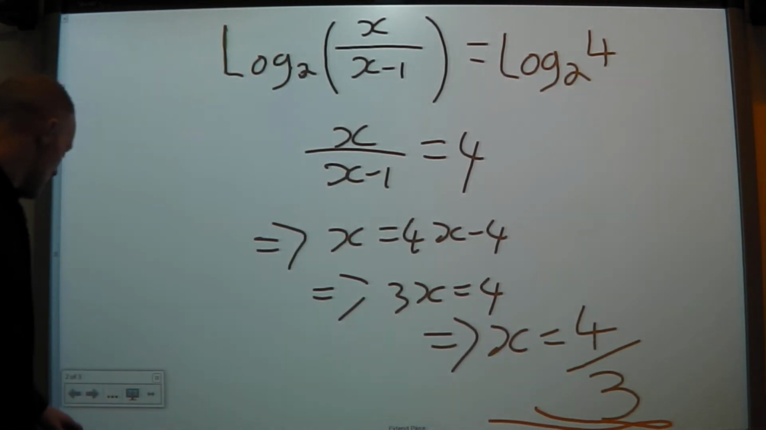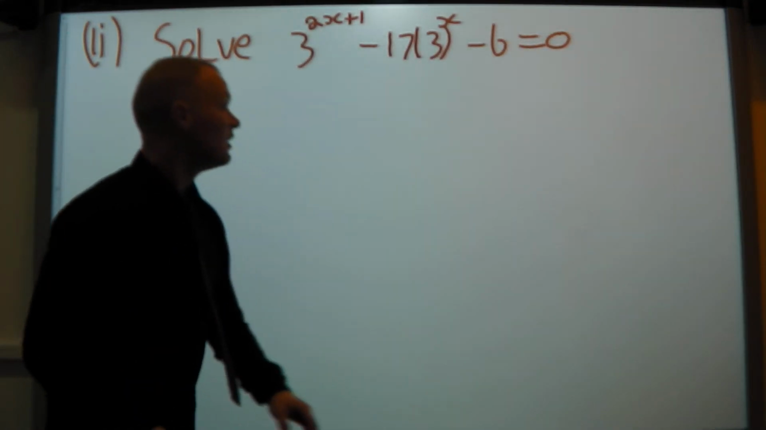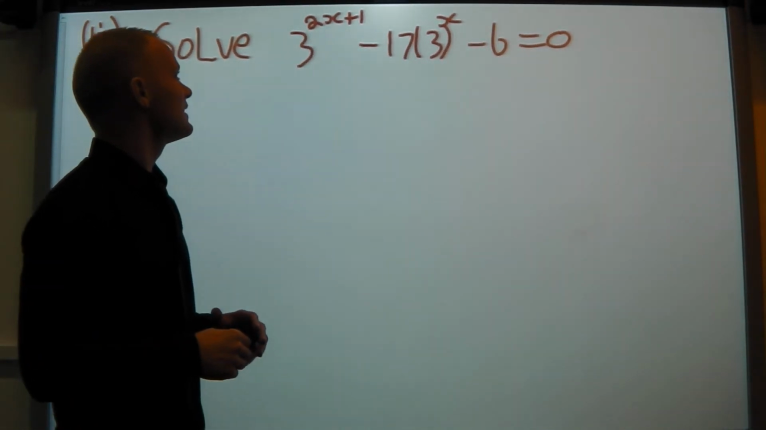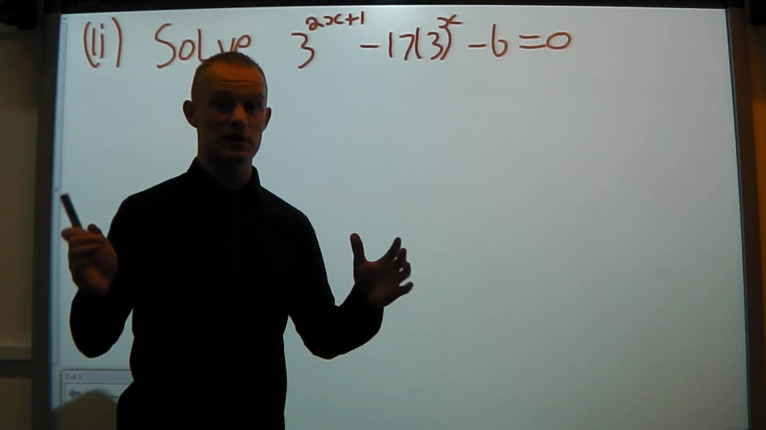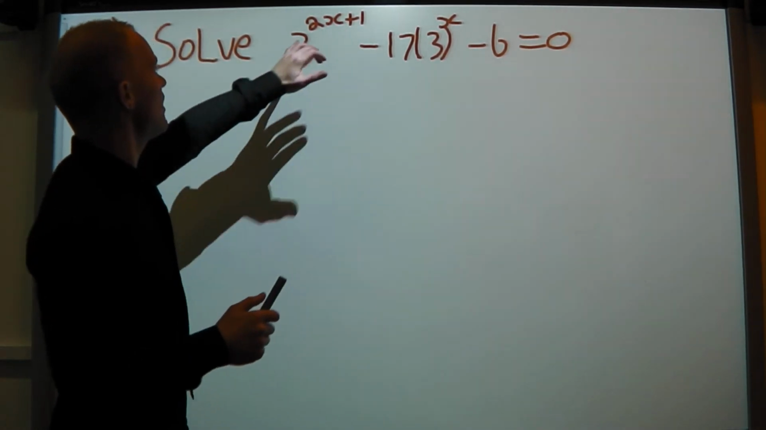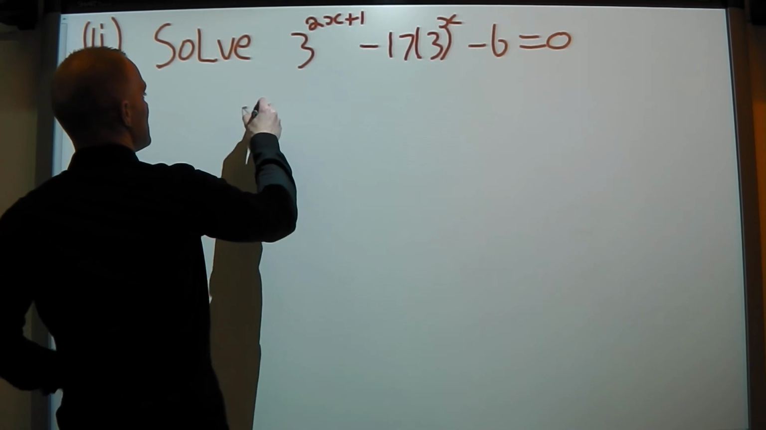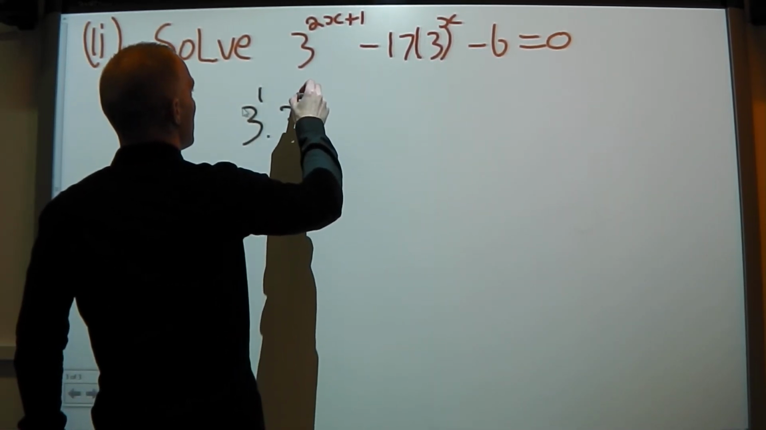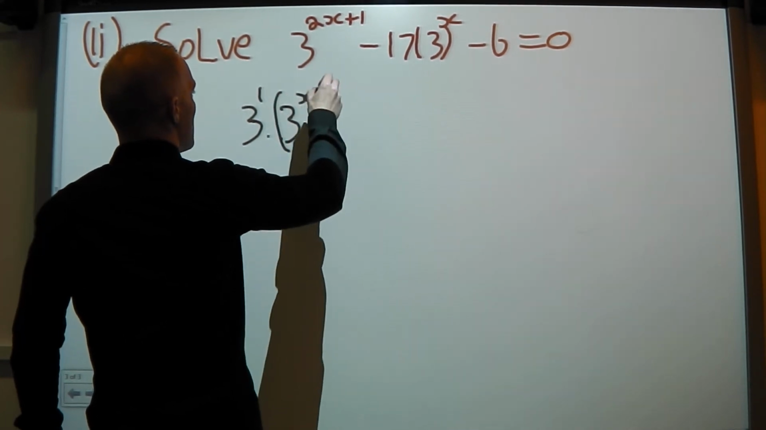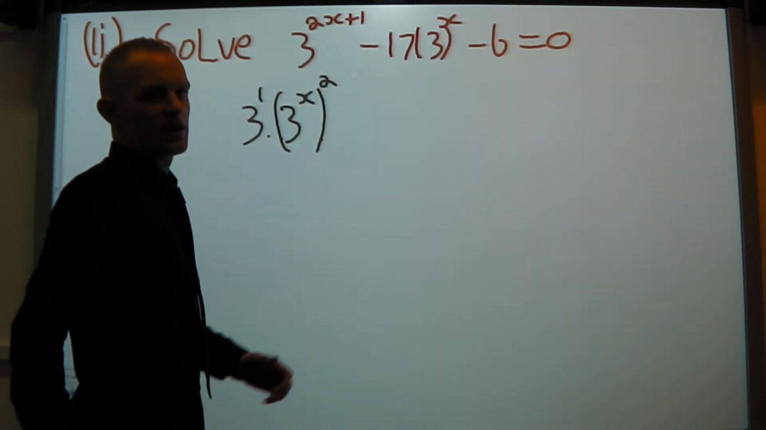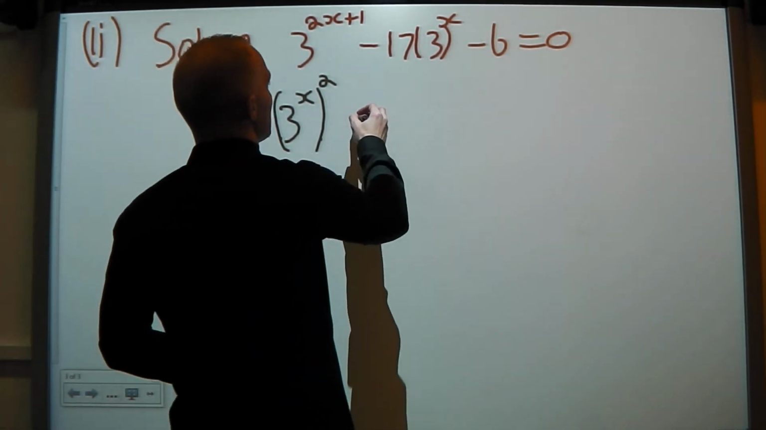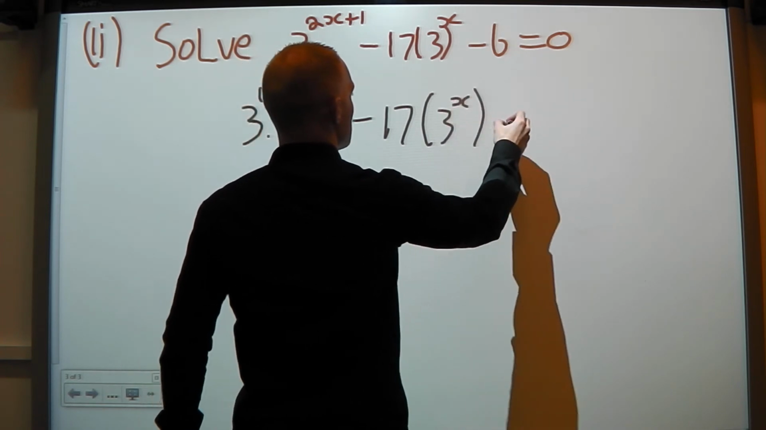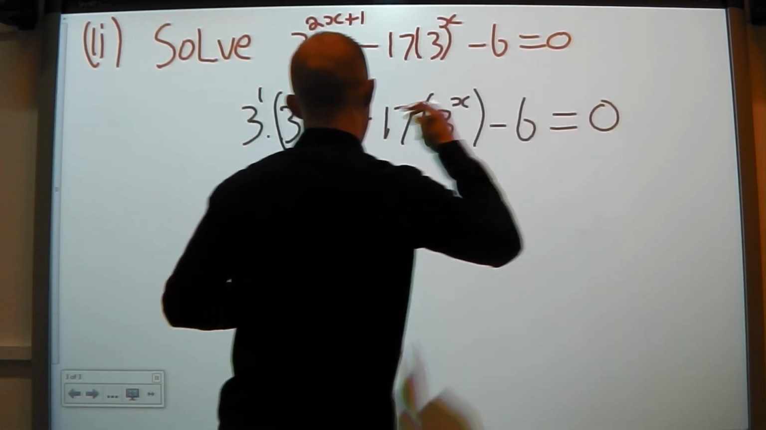Now, on to the next question here. It could be done in logs, like the whole lot, but if you know your law of indices, like I was saying earlier, that's why I did it at the very start, you can spot that 3 to the power of 2x, we can just change this, that is equal to 3 to the power of 1 times 3 to the power of x, all to be squared. Because remember what I showed you earlier on, I'm not going to go through it again, and that's minus 17 times 3 to the power of x, minus 6 is equal to 0.